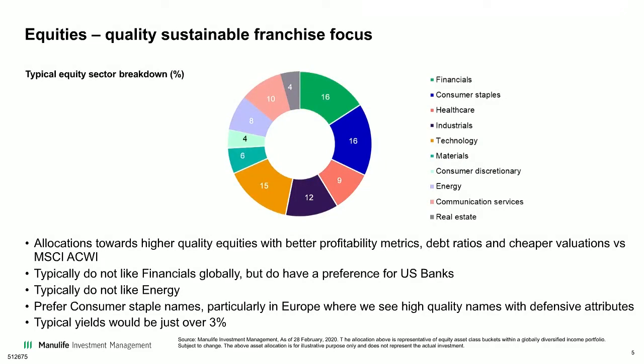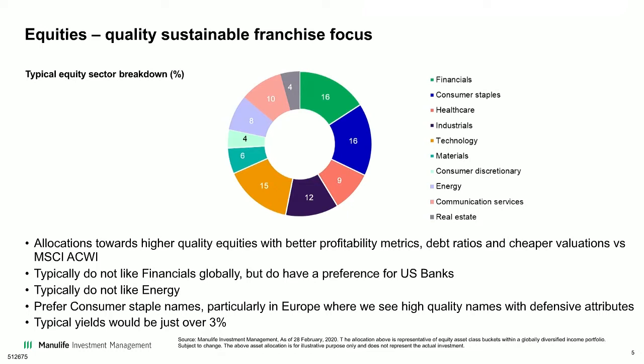So looking at an equity component of a typical diversified income approach, here we would prefer higher quality global large cap champions. So what do we mean by quality? So quality here means a selection of equities that are cheaper in terms of multiples, with better profitability metrics and better balance sheets. And when we talk about balance sheets, we're sort of looking at those net debt equity ratios than say a global MSCI ACWI World benchmark.